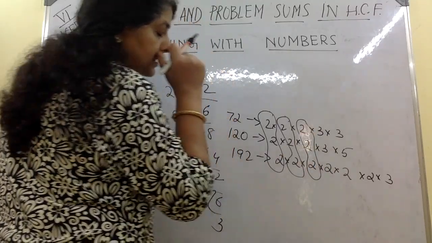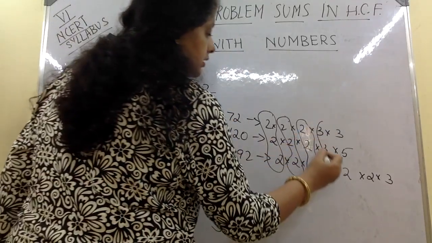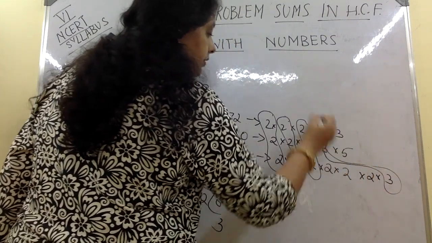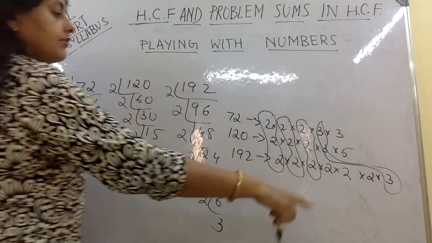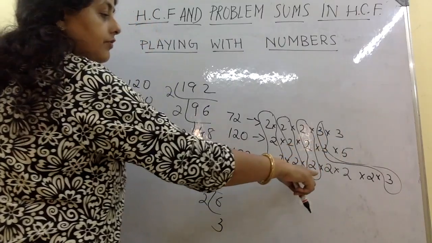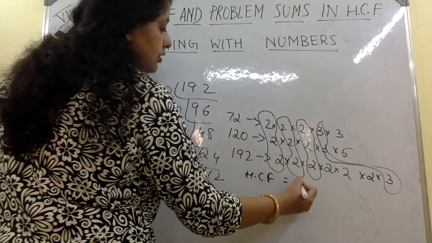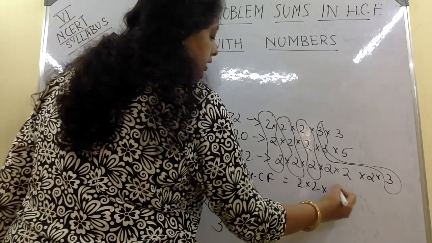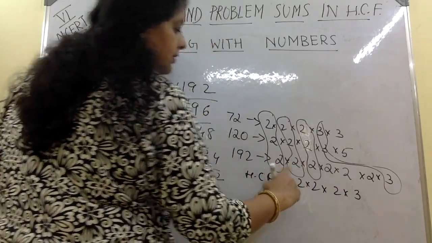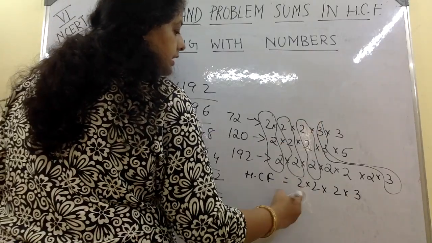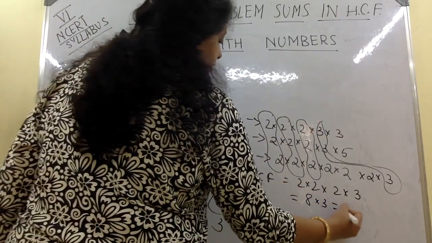Okay, there is a set of 3 also, just see here. Yes, there's a set of 3. Okay, but then nothing for this 5 and nothing for these 2s or this 3. So my HCF is equal to 2, 1 from this set, 2, 2 and 3. Take 1 from each of the sets. Okay, so that is 8 into 3, which is 24.